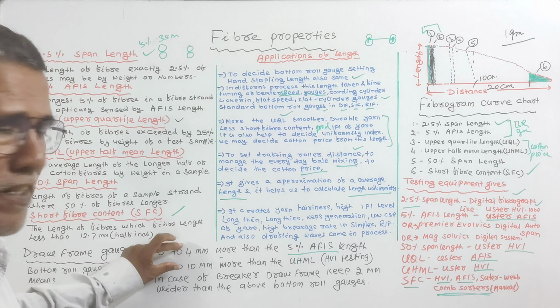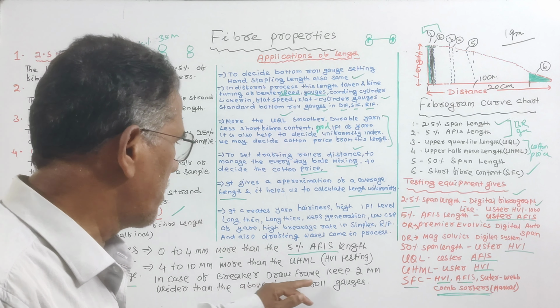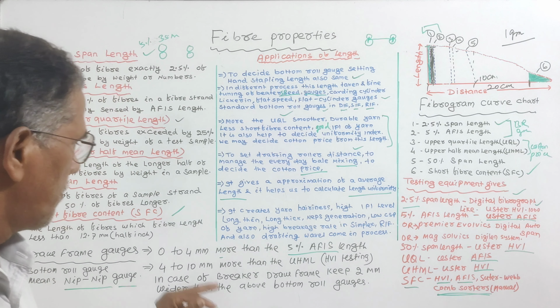This gauge is for the finisher. If we are doing the bracket drop frame gauge, then keep it 2 mm wider from that.